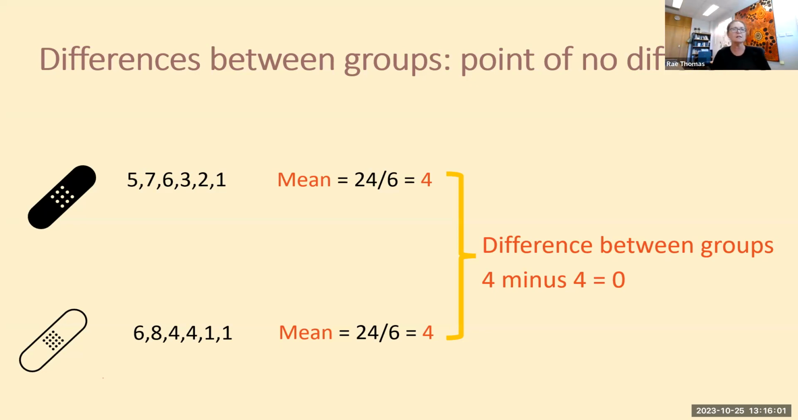Now, in a continuous outcome, I'm looking for the difference of means between the 2 groups. If there is no difference between the means, the point of no difference becomes 0. 4 minus 4, because there's no difference, equals 0. Has everybody got that, or do I need to explain that again?